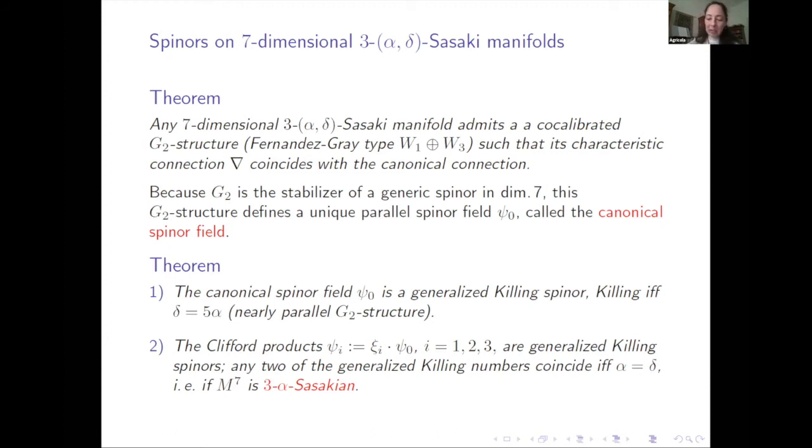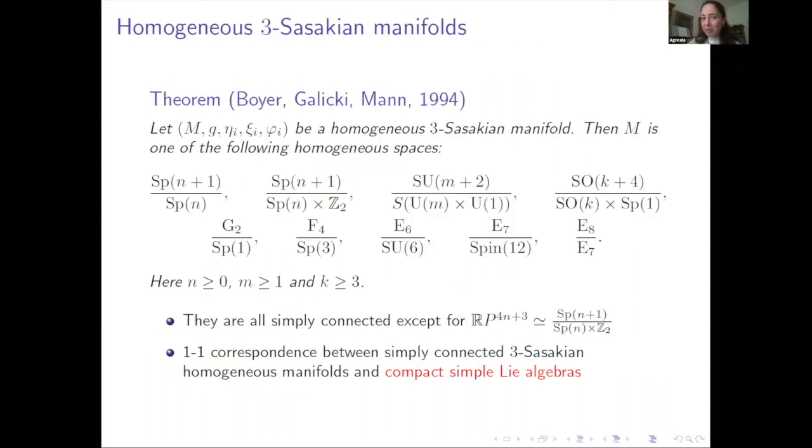Okay, so let me tell you a little bit about the homogeneous case. Recall that we have a classification of homogeneous free Sasaki manifolds by Boyer, Galicki, and Mann. Here they are. The case of projective space is somewhat awkward, so I will basically not consider it. But for all the others, you see that you have the known nice quotients, and you have one which goes with each compact simple Lie algebra. Very nice property. So this mimics basically the classification.